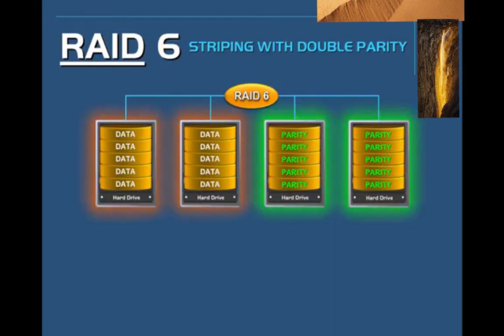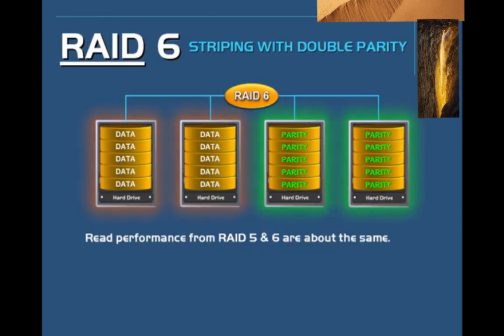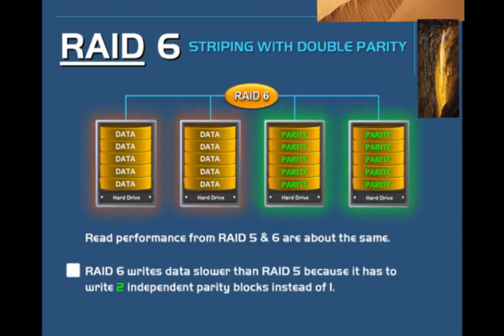And it's also important to note that the read performance from RAID 5 and RAID 6 are about the same. But as far as writing data, this is where RAID 6 suffers greatly, because since RAID 6 has to write 2 independent parity blocks instead of 1, the write performance will be a lot slower when compared to RAID 5. So that's the difference between RAID 5 and RAID 6.